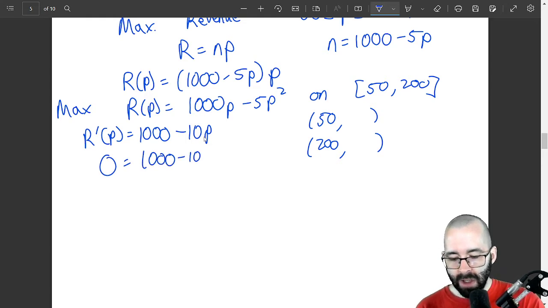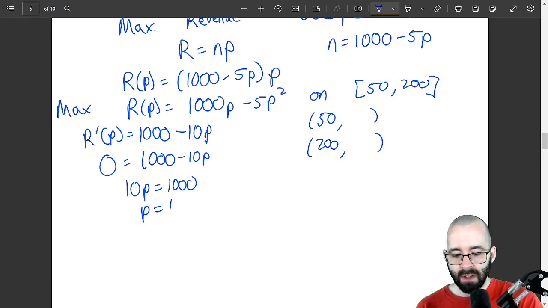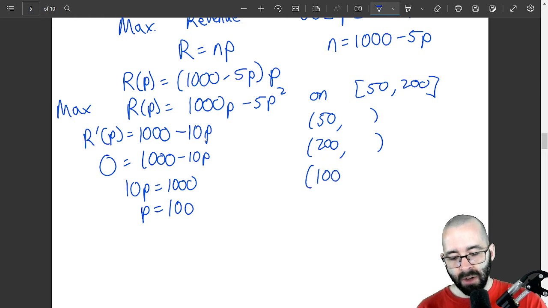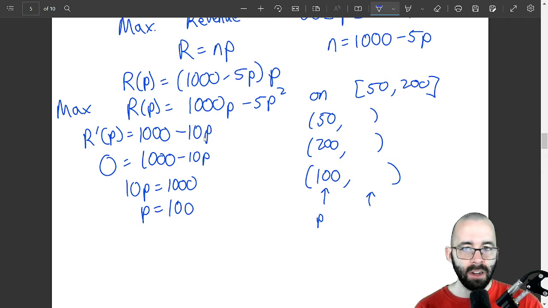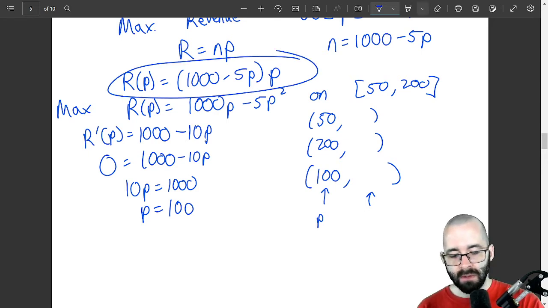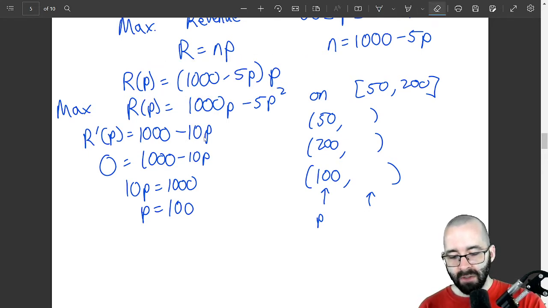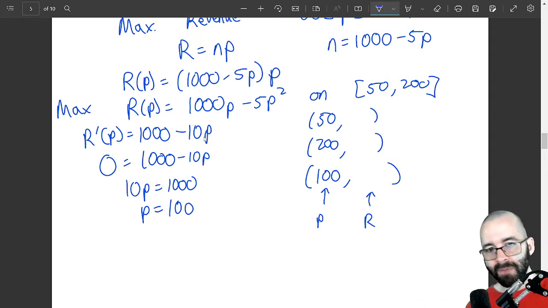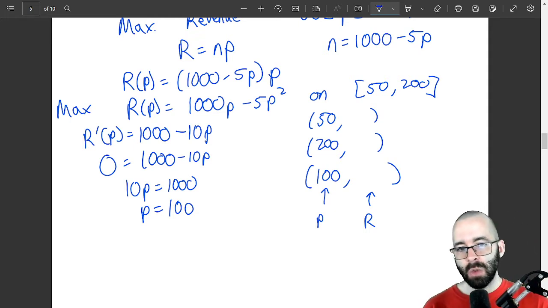We'll go through this a bit quickly. 10P is 1,000, or P is 100. $100 per day for these rental cars. That is our critical point. Again, these are all the prices, our independent variable for this function, and the output is the function value, which is our revenue. We want to find the biggest revenue. We know from the extreme value theorem that we have a continuous function on a closed and bounded interval. So we just pick the biggest.